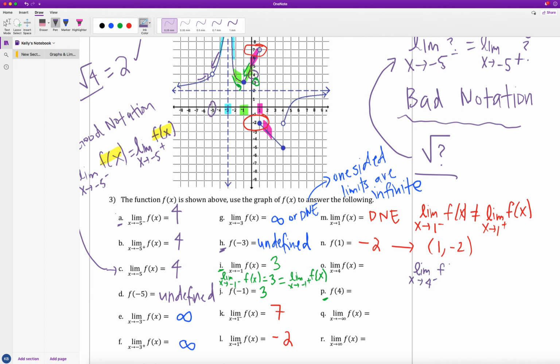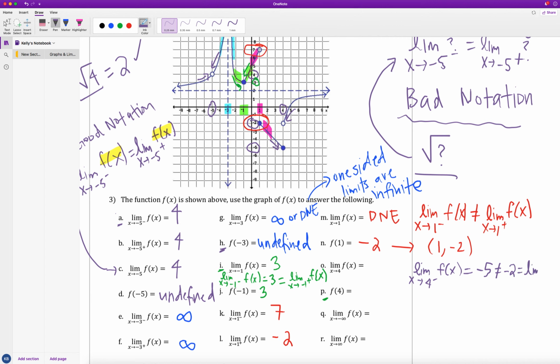So let's first find the limit as x approaches 4 from the left. So 4 is right here. As we're approaching from the left-hand side, we are down here at -5. But when we approach in from the right-hand side, we are up here at -2. So in this case, these are not going to be equal to each other.